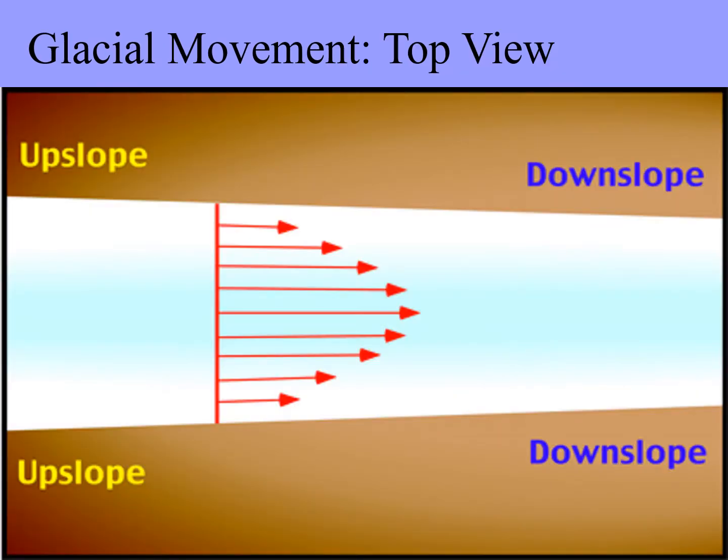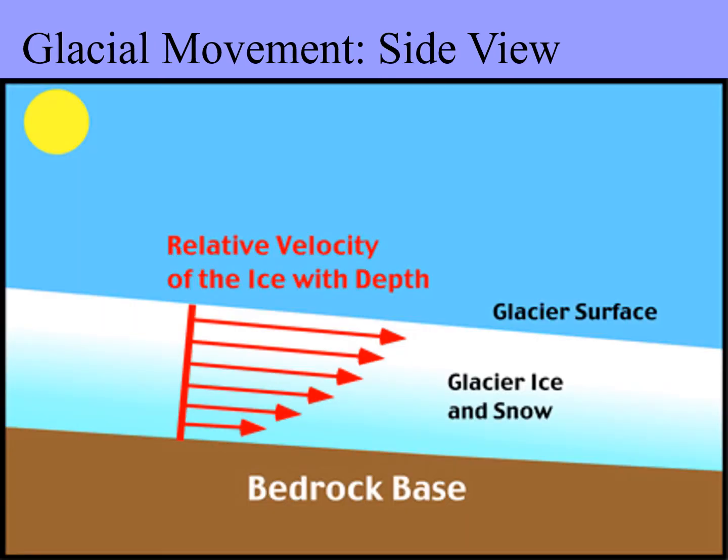So, again, glaciers move fastest in the center. Did we mention that glaciers move fastest in the center? This is the up and down version of it, though. And you can see it's moving fastest at the top for the same reason. Friction. Wherever there's friction, it's going to hold the ice back, and ice on top of it will flow over it.